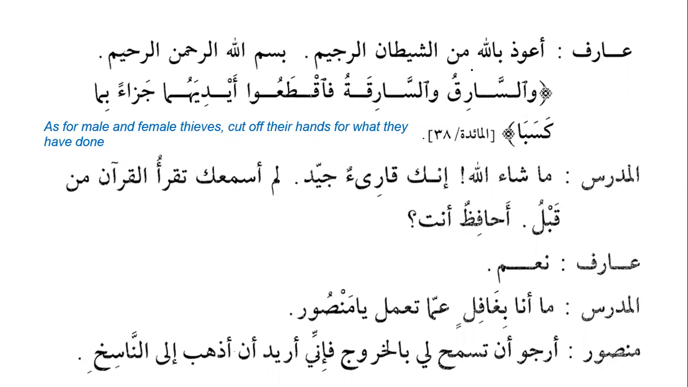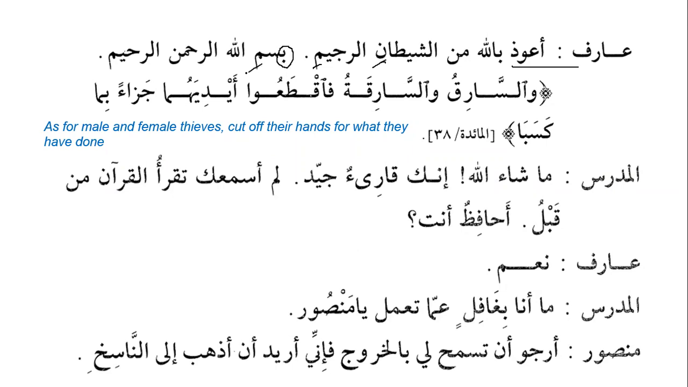A'udhu billahi minash shaitanir rajim. Okay, so can you do the conjugation, analysis of A'udhu billahi minash shaitanir rajim? A'udhu, A'adha ya'udhu. So I seek refuge. Okay. Fil mudari, okay, excellent. Billahi jar majroor. Excellent. Minash shaitanir rajim, also jar majroor. Perfect. Muta'allaq bil fa, okay, and also shaitan is masuf and ar-rajim is sifa. Yeah, rajim is sifa. Okay, and then we have Bismillahir Rahmanir Rahim. So again, ba is harf jar.